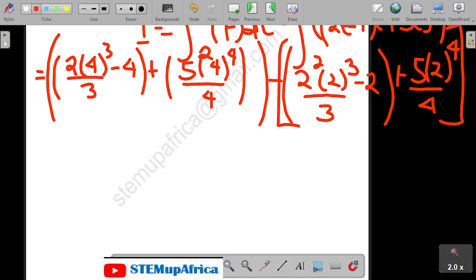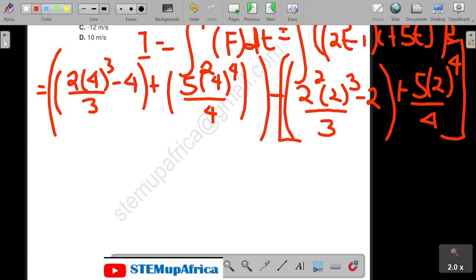So all you need to do now is to, what is 4 raised to the power 3? That should give us 64 times 2, that is 128. And to have 128 over 3 minus 4 plus, that here will just give us 5 raised to the power 4 divided by 4. 4 will remove 4. We are left with 64 times 5, 320.